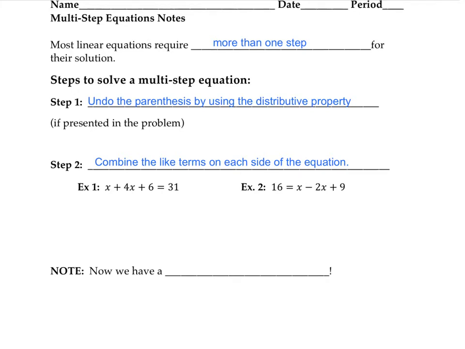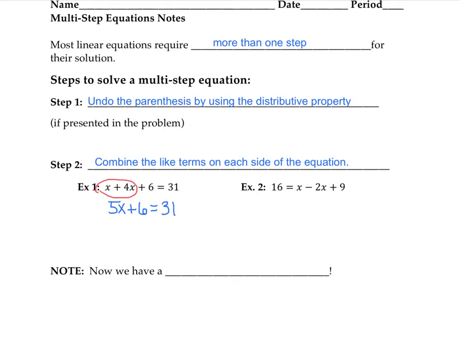So let's look at an example of what exactly that means. In example 1, we have x plus 4x plus 6 equals 31. So your first step is you want to combine your like terms. You want to identify them. So our like terms here are x and 4x. We're going to combine x plus 4x, and that's going to give you 5x, and then bring everything else down, plus 6 equals 31.